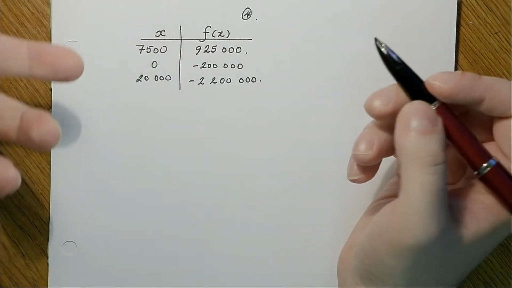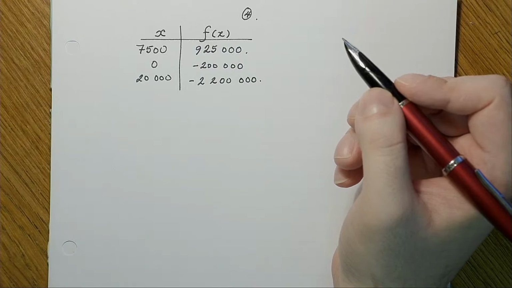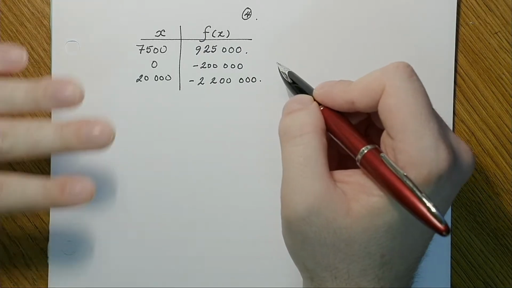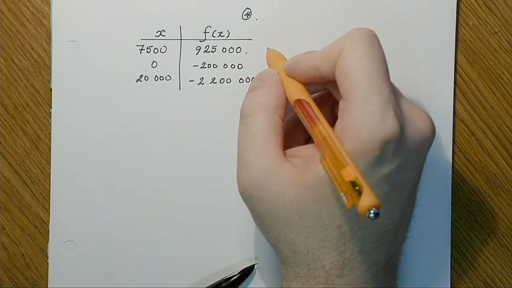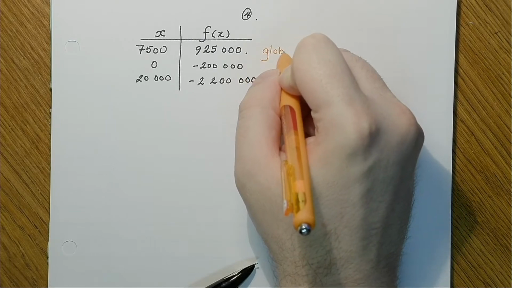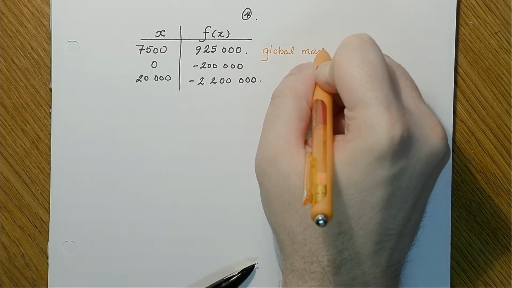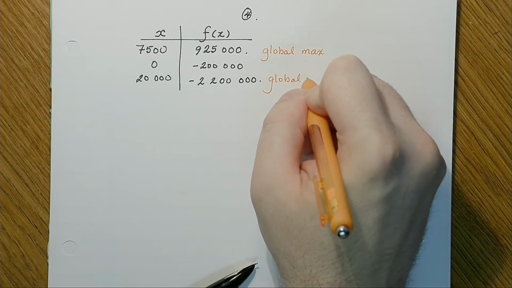We've got these numbers. You can use whatever method. If it takes you a little bit longer to do it by hand, okay. But there's our table, and now all we have to do is pick out the biggest one, and this is our global max, and our really terrible one is our global min right here.